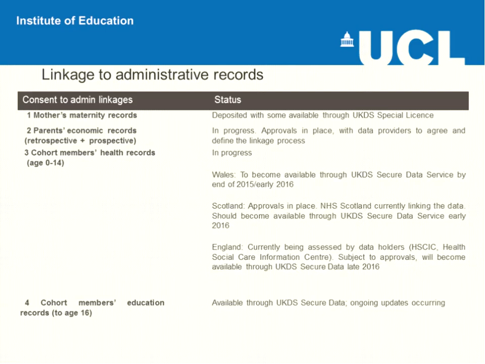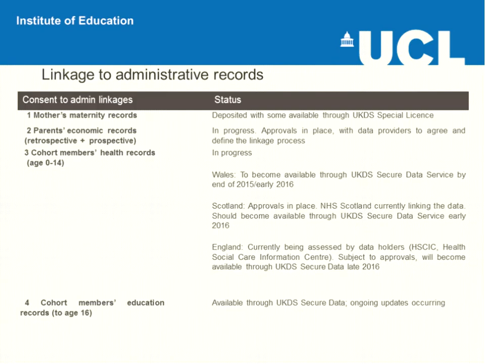So data linkage. To try and maximize the information we can get from the data, there's always been a push to link these data with administrative records. And this table gives an overview of the kinds of data linkages that have been done and are going on at the moment.